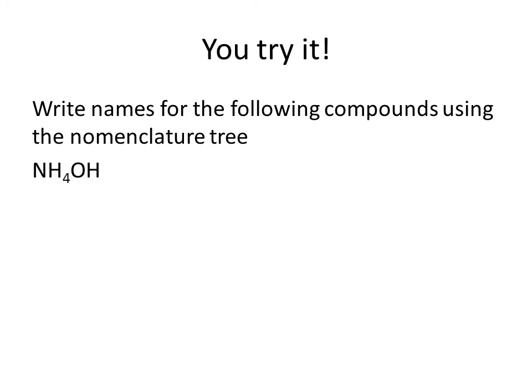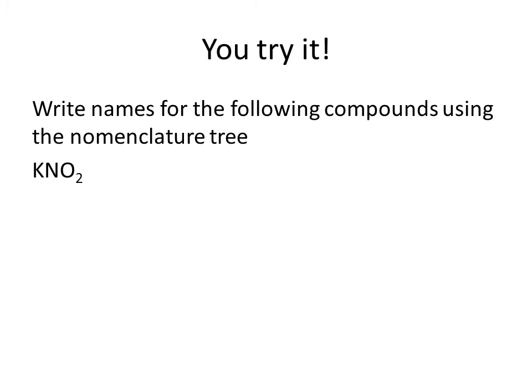We look at the front half of this compound and see that it is a combination of nonmetals. This is ammonium, so we write ammonium for the front half. Then we look at the back half and see that it's a combination of nonmetals also. And then we realize that must be hydroxide.